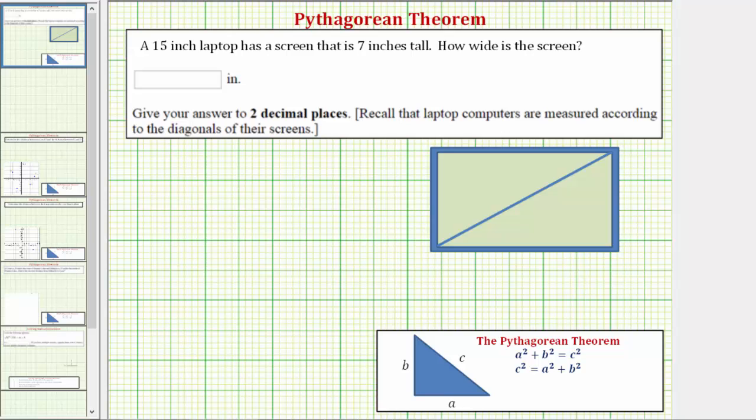A 15-inch laptop has a screen that is 7 inches tall. How wide is the screen? We're asked to give the answer to 2 decimal places, and we're also reminded that laptop computers are measured according to the diagonals of their screens.